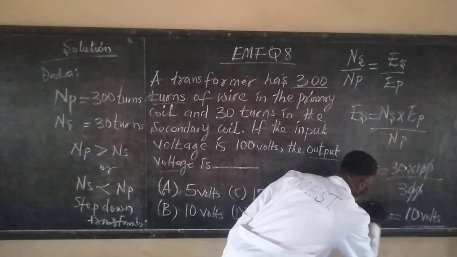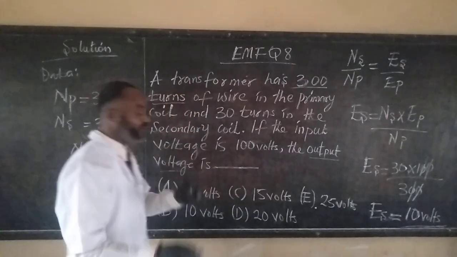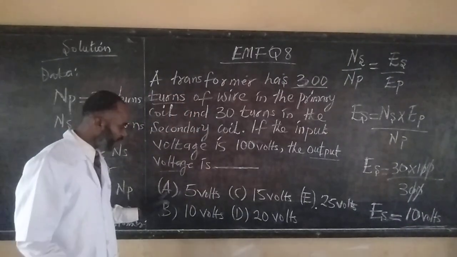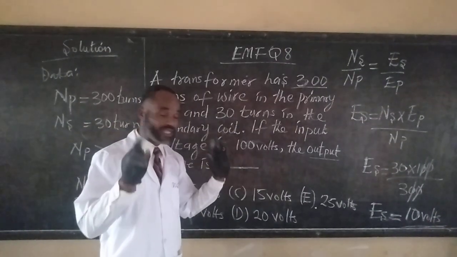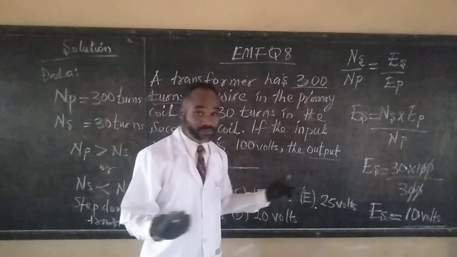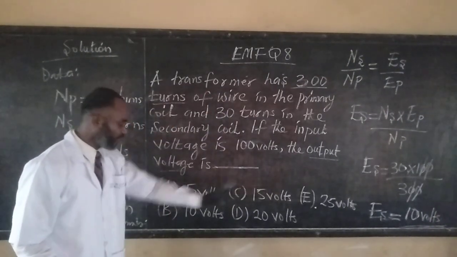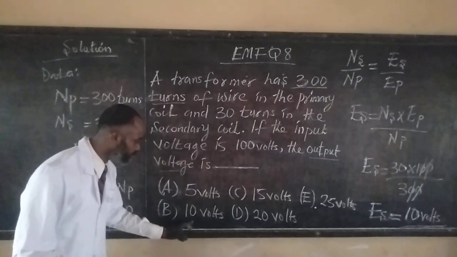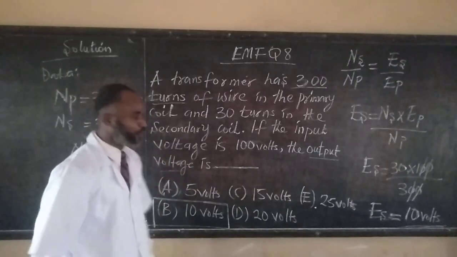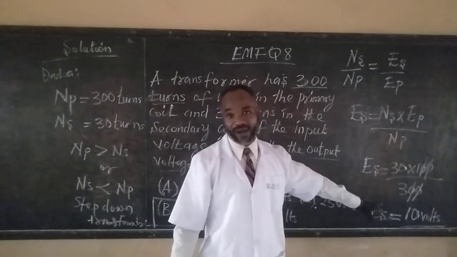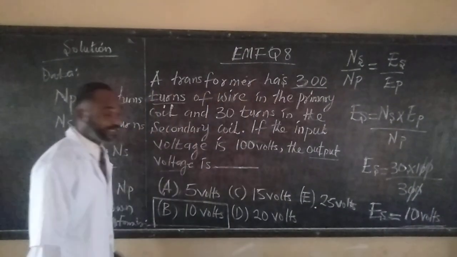Let me write this out. 10 volts. So let's go back to the options given. Option A, 5 volts. Not it. Option C, 15 volts. Not it. Option E, 25 volts. Of course, not it. And finally, option B is 10 volts, and this corresponds with what we solved. And that is the answer. Bravo, it's been solved.